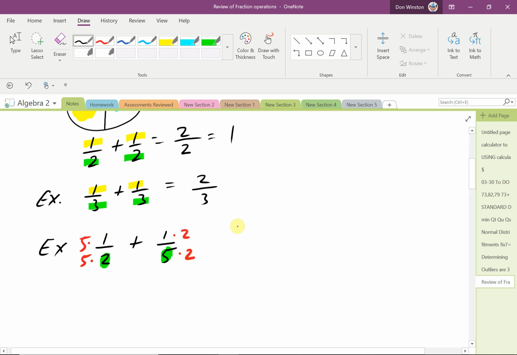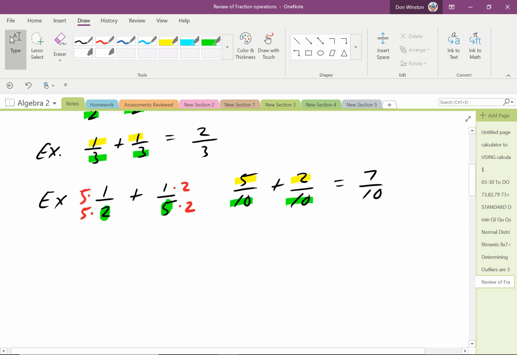So now 5 times 1 is 5, and 5 times 2 is 10, and then plus 1 times 2 is 2, and 5 times 2 is 10. My denominators are the same. Now I can just add the numerator. So 5 plus 2 is equal to 7. So 7/10.